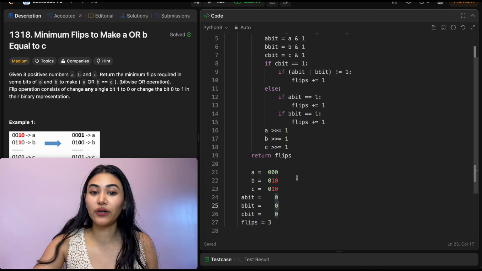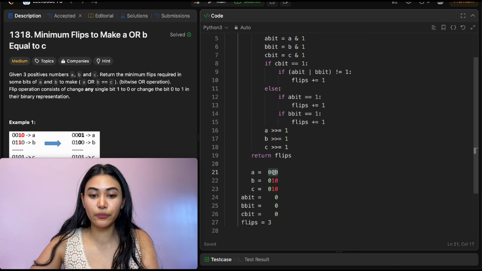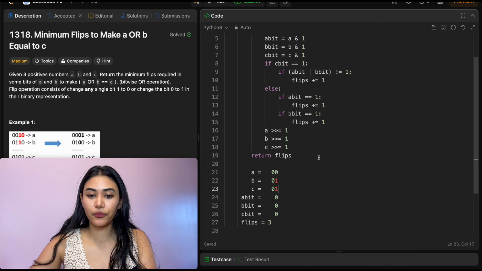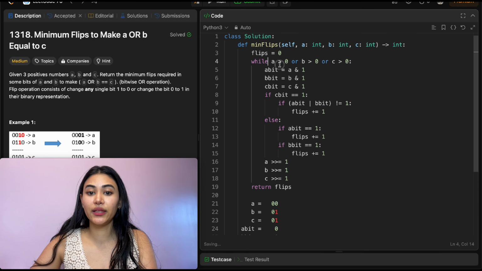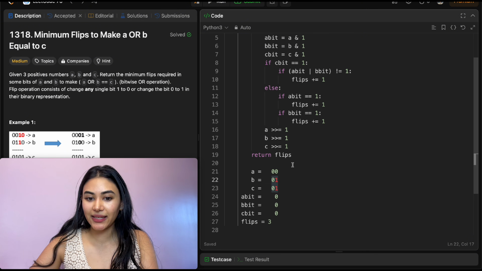Once this is done, we just right shift again. So A is going to move down, B is going to move down, and C is also going to move down. Going back in this while loop, this is still true. We find the bits again. A is 0, B is 1, C is 1.